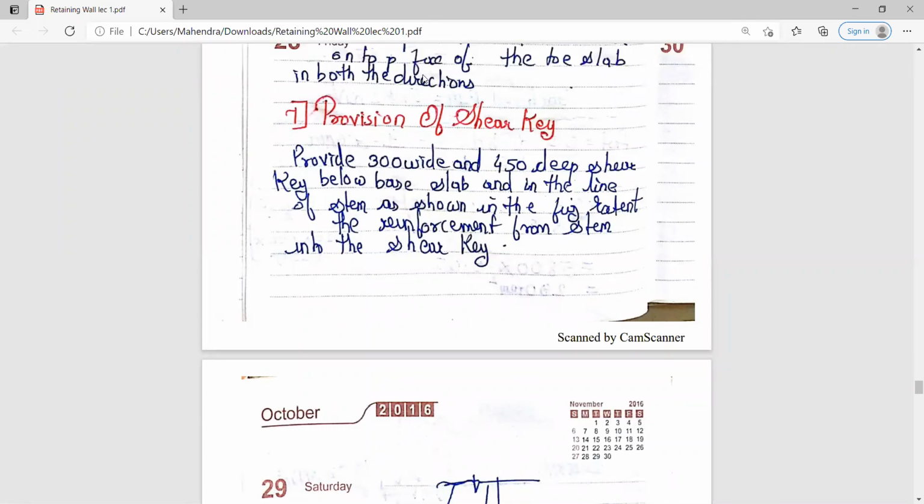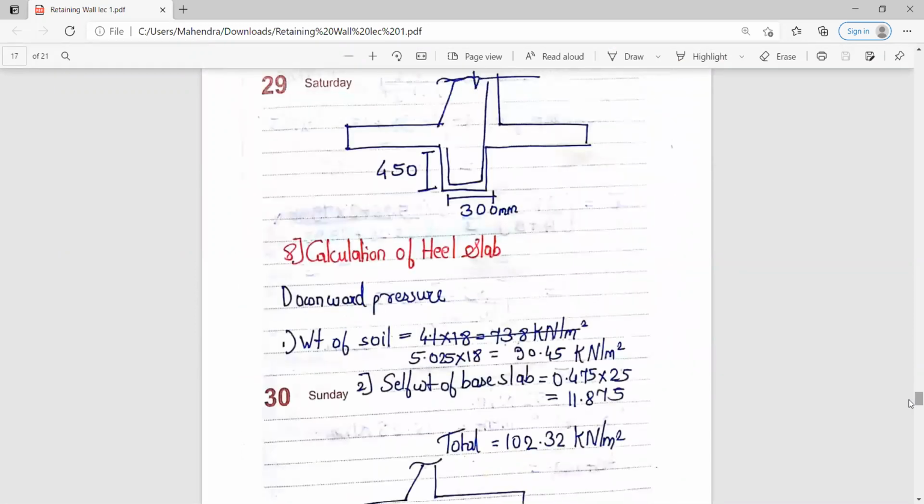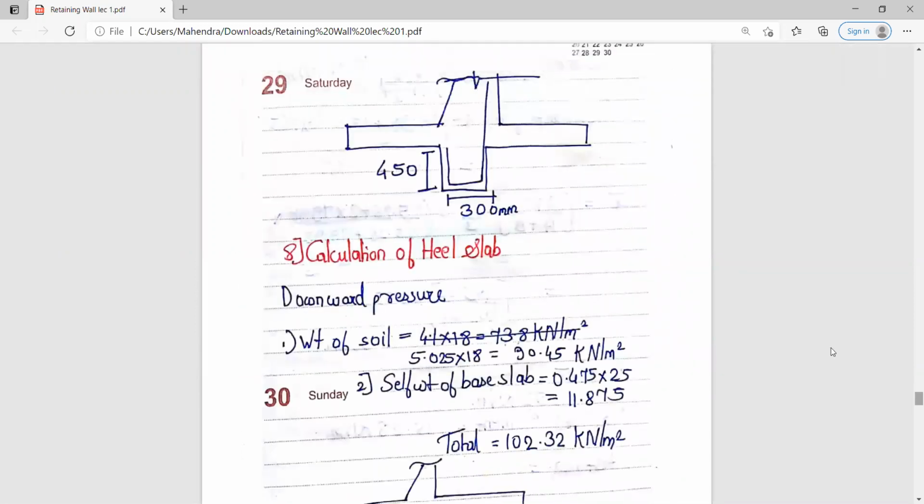So this is the diagram for the shear key. Yes, I hope you had completed this much. So draw this diagram, and after that we can proceed for the calculation of the heel slab.